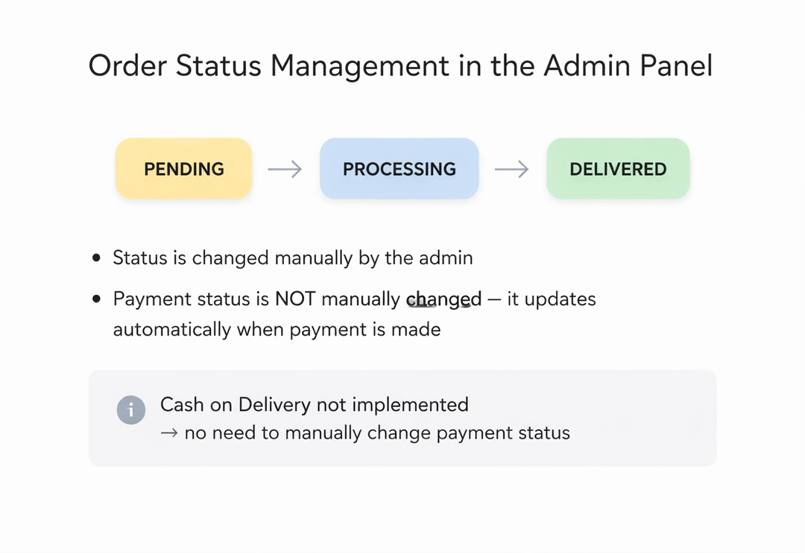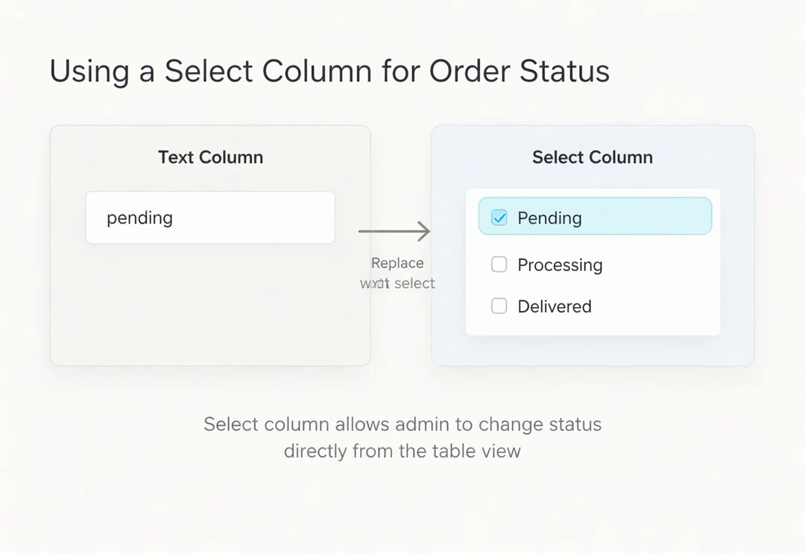Payment status, on the other hand, is not manually changed. It updates automatically when the customer actually pays. Since cash on delivery hasn't been implemented in the system, there's no need for the admin to ever touch the payment status field manually. Instead of using a plain text column for the order status, a select column is used.